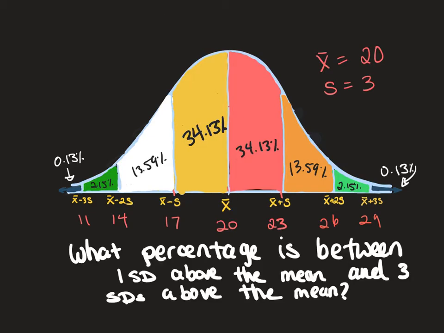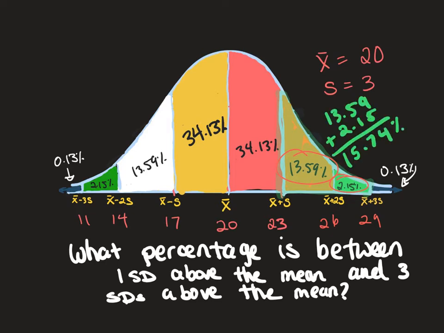Let's try one that's a little more complicated. Let's say I want to know what percentage of folks are from 1 standard deviation above the mean to 3 standard deviations above the mean. In this case, I'm looking for a different segment. I'm looking for the area that goes from this line here, 1 SD above, to this line here, 3 SDs above. This full area can be found by adding the 13.59 plus the 2.15. When I add these areas, I get a total of 15.74.